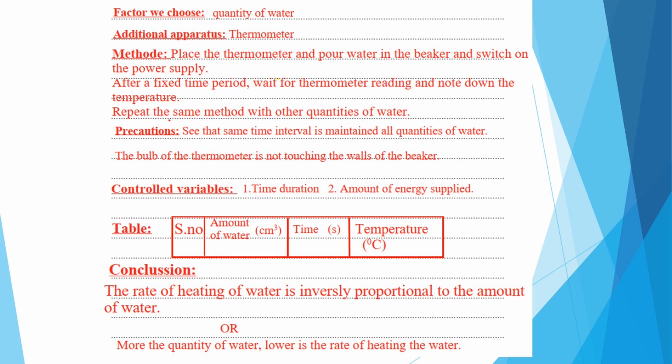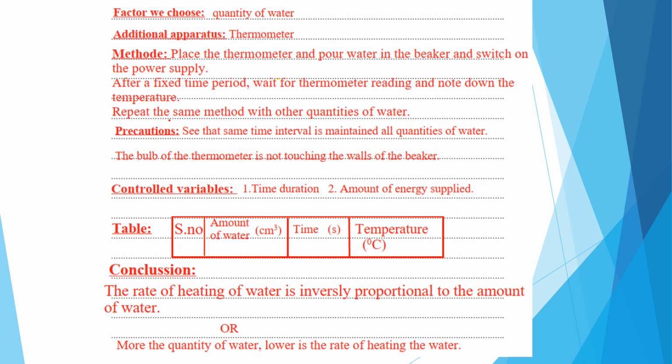First one is the factor we choose. The factor we have chosen to carry out the experiment is the quantity of water. So we will be varying the quantity of water like 500 milliliters, and we will be checking the readings, and then we will be repeating with 1000 milliliters, next 1500 milliliters, 2000 milliliters, and so on. Then the additional apparatus that is not mentioned in the question is a thermometer. So we need a thermometer in order to check the heating rate.